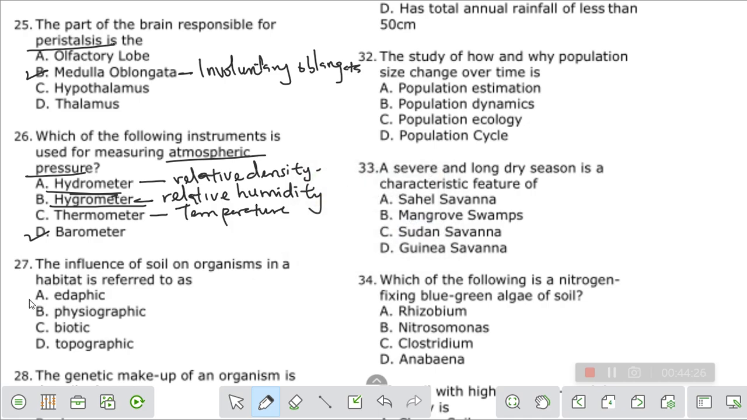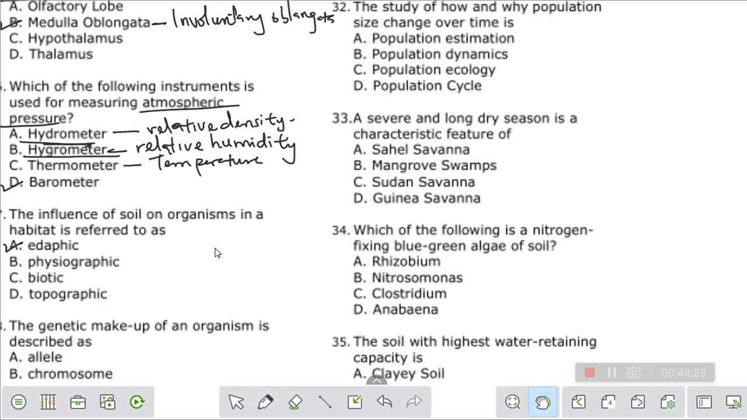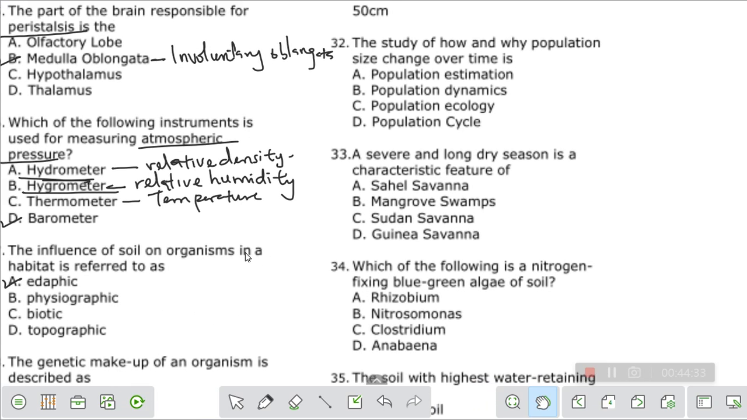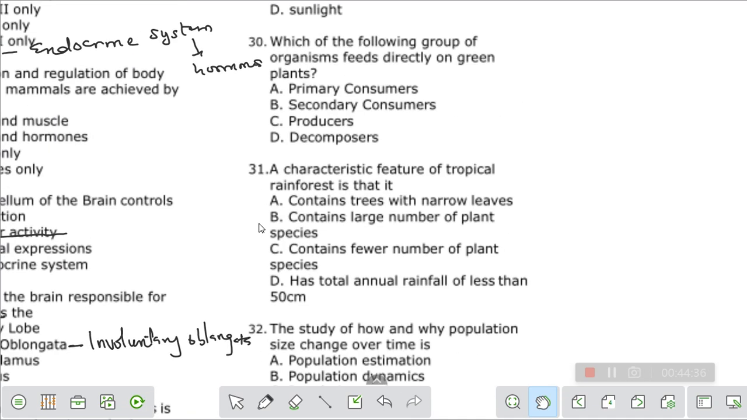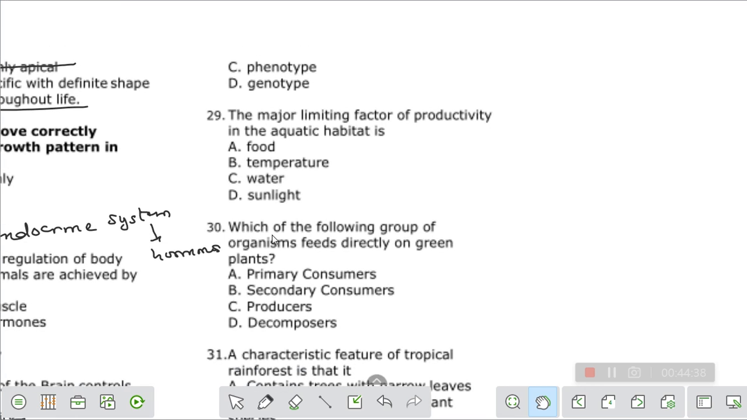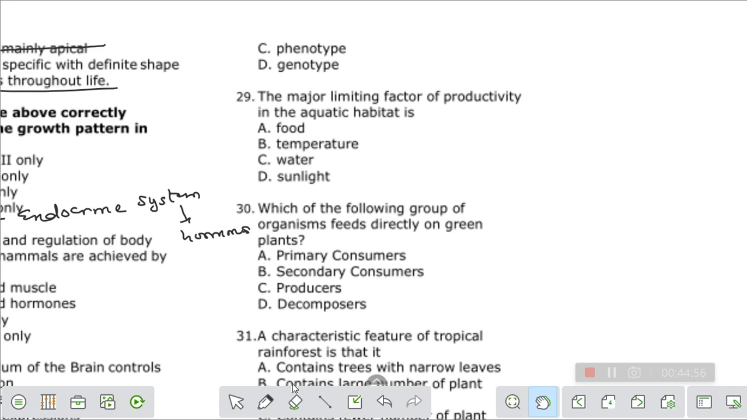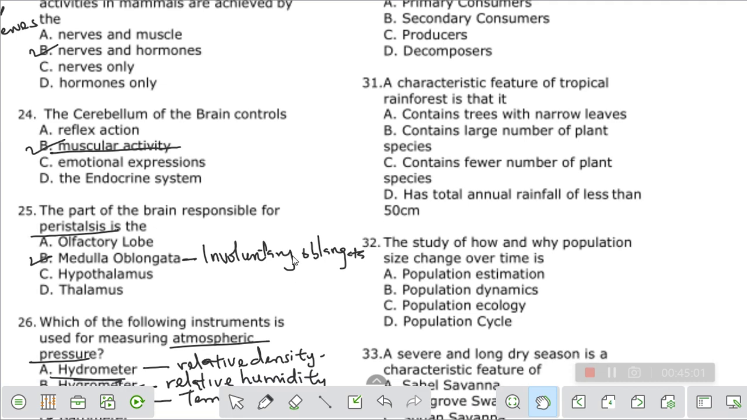So please, as you are using your past questions, don't cram the answers in the past questions. Most of those answers in the past questions are so wrong. So as you are reading, try to research the answers. Very important. Don't just rely on past questions, right? The answers are normally wrong, so don't depend on them at all. So the genetic makeup of an organism is genotype.